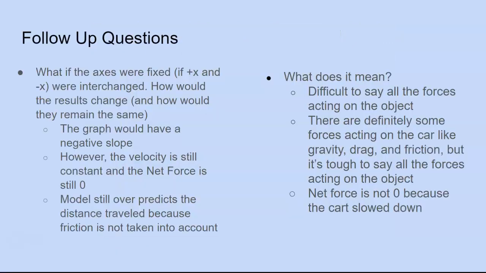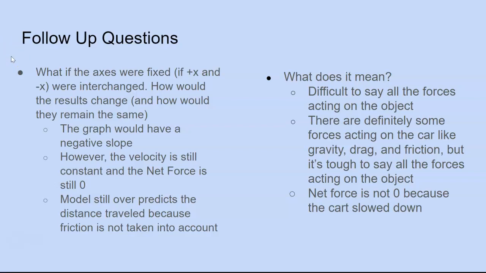So some follow-up questions. What if the axes were flipped? The graph would have a negative slope and the velocity would also be negative. However, it's still constant and the net force is still zero. The model will still overpredict because friction and air resistance are not taken into account.